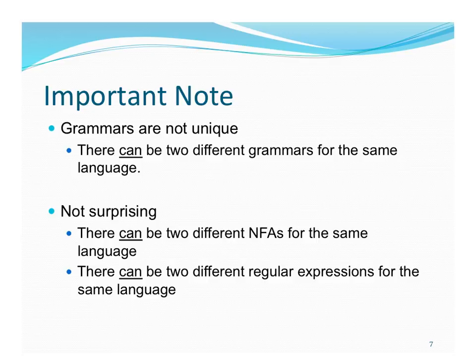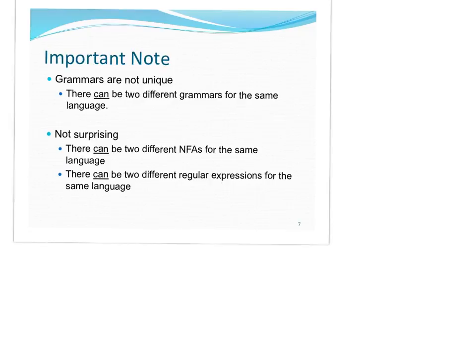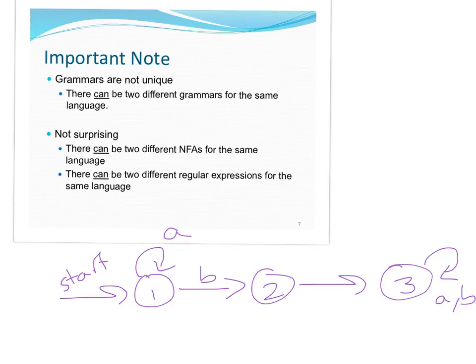So for example, if we look again at that DFA that we had before for a star b, here was our DFA for a star b. We had our start, and we had a looping, and b going to state 2, and then we had our garbage state over here, which had an a, b loop.